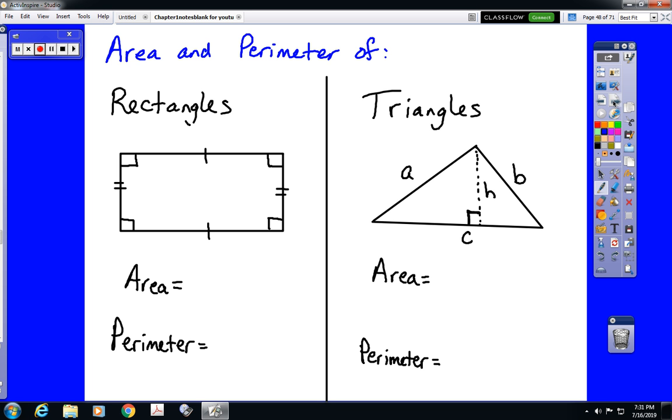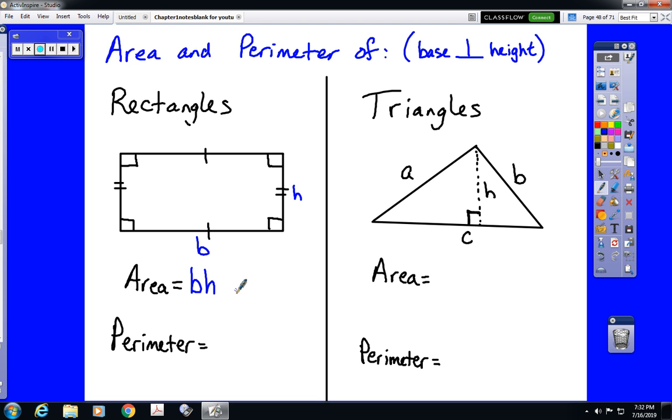Now, it's very important to note that the big key idea here is that whatever side we're using for the base must be perpendicular to whatever we're using for the height. Now, in a rectangle, that's not very difficult. We've got a base and a height. They are clearly perpendicular because we have this right angle symbol between them. The area of a rectangle is base times height.